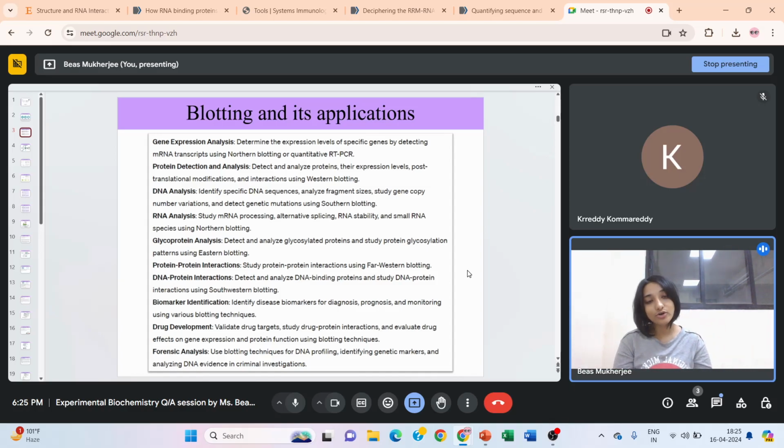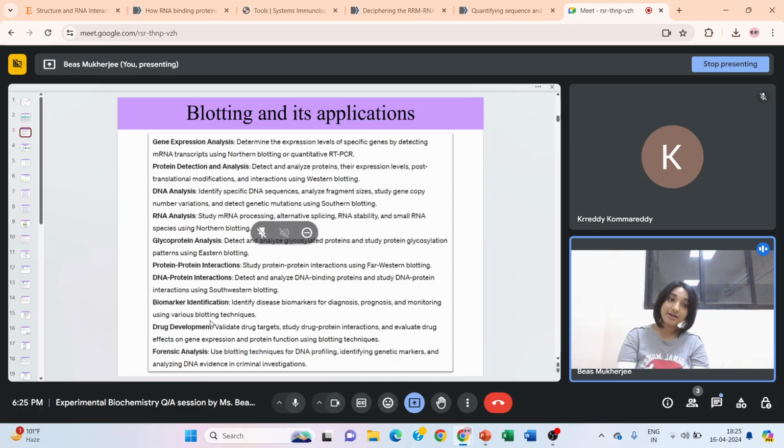So basically blotting was first discovered by a person whose name was Southern, and that is why the term Southern blotting came into play. After that, with time, different kinds of biomolecules started getting blotted, and then it became Northern, Western, and all of these different kinds of blotting.